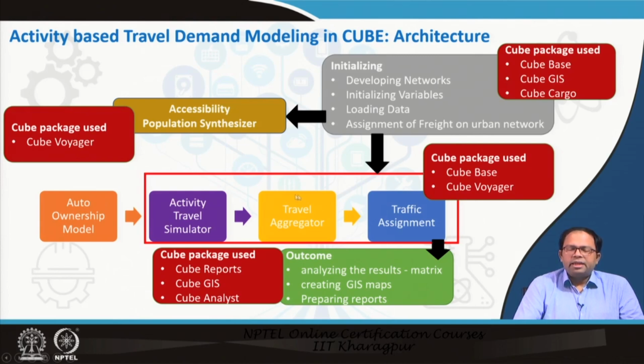So then these are aggregated for different zones, which is done by travel aggregator. And finally, zone to zone aggregated travels by different modes at different times of the day is finally assigned to the network. And once the assignment is done, we can generate reports, maps, and matrices which we can study. And this could be done by Cube Reports, Cube GIS, and Cube Analyst.